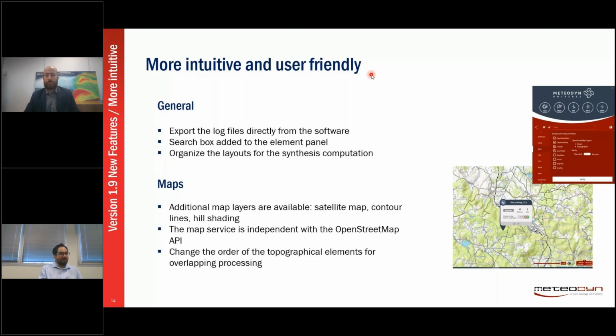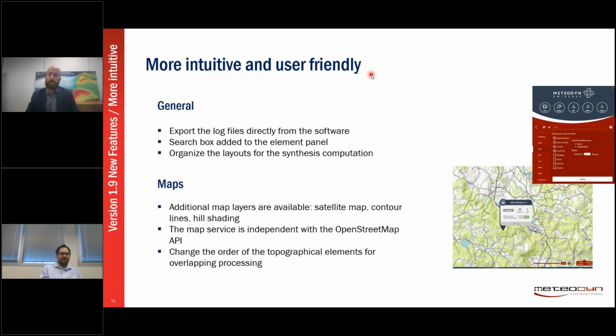The maps: we have included additional maps. As you know, there are maps behind the software. Now there are more maps available behind the software. There's a satellite map, contour lines, hill shading, etc. This map service is independent, so it runs from OpenStreetMap. And you can, of course, change the order of the topographical elements for the overlapping process.